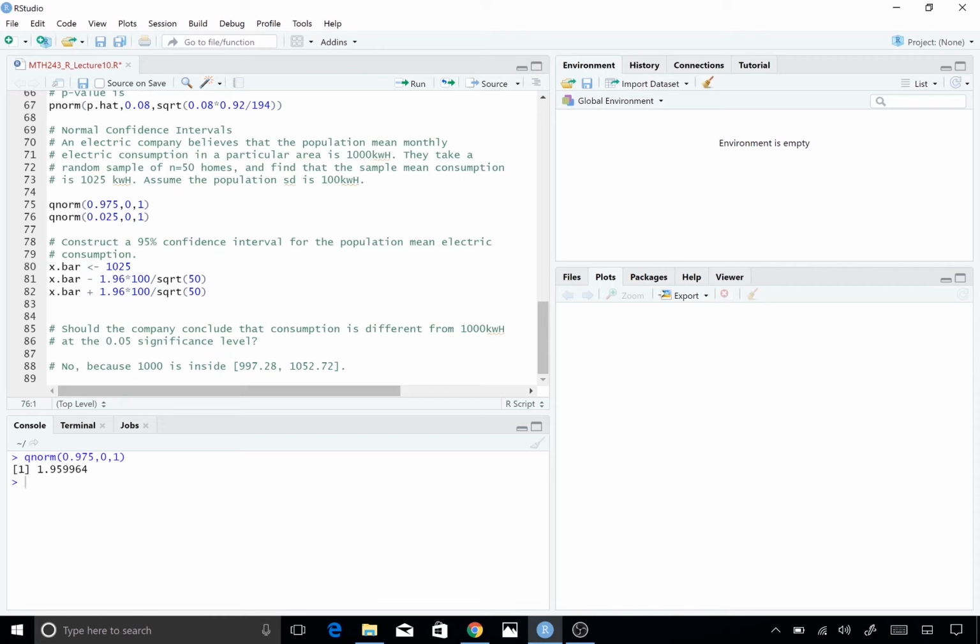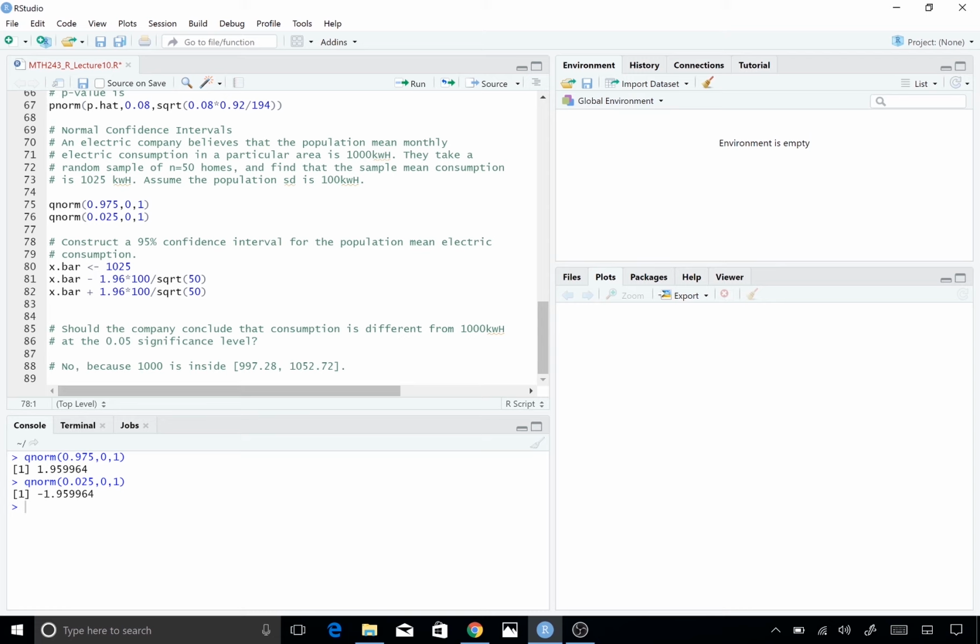1.96 is the 97.5th percentile of the standard normal distribution, and negative 1.96 is the 2.5th percentile. 95% of the area is between these two numbers for a standard normal distribution. And I explained the derivation in the lecture.